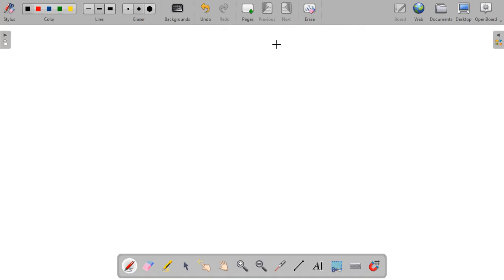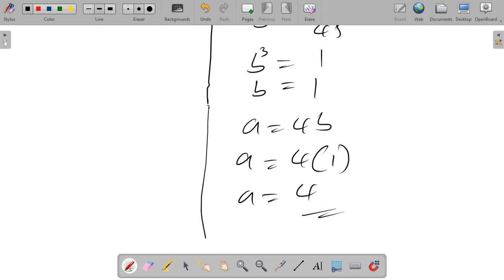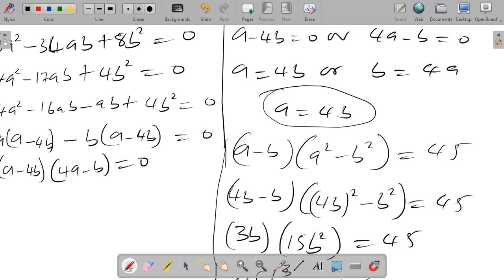Recall that we got that a is equal to 4b. So our a will now be 4 into 1, so our a is equal to 4. As simple as that. We have used that a is equal to 4b, so let us use that b is equal to 4a and see what we are going to get.